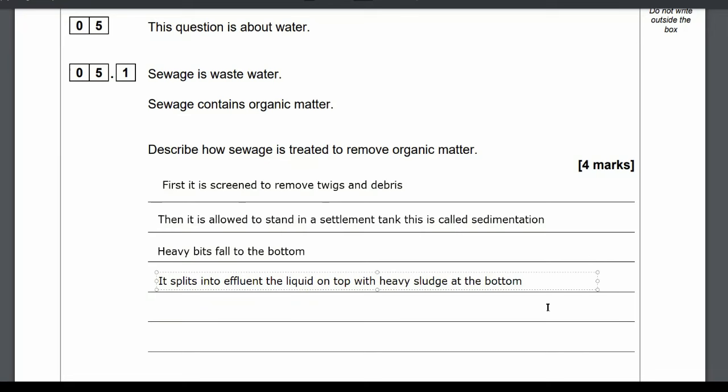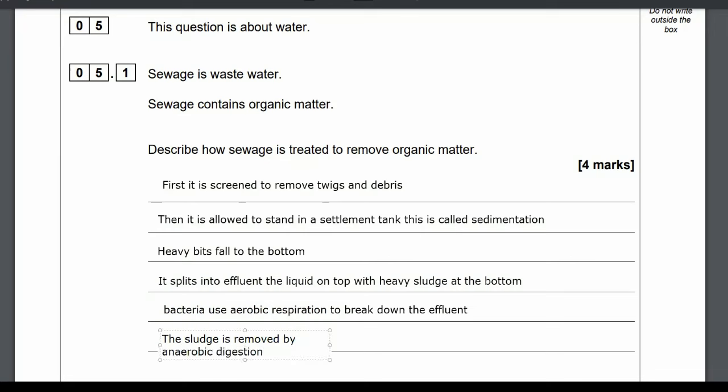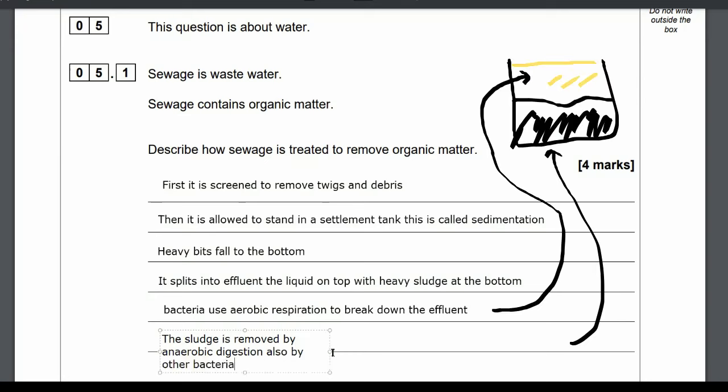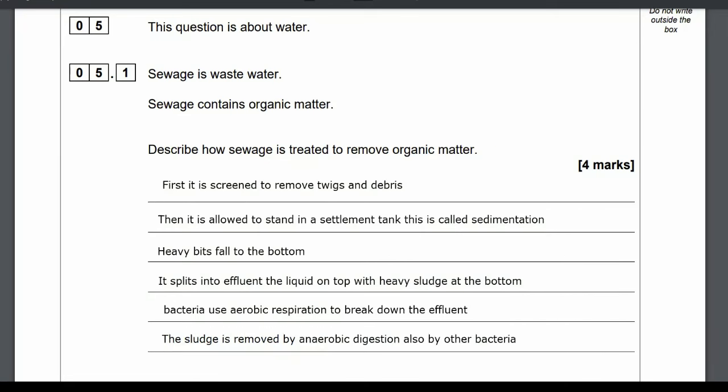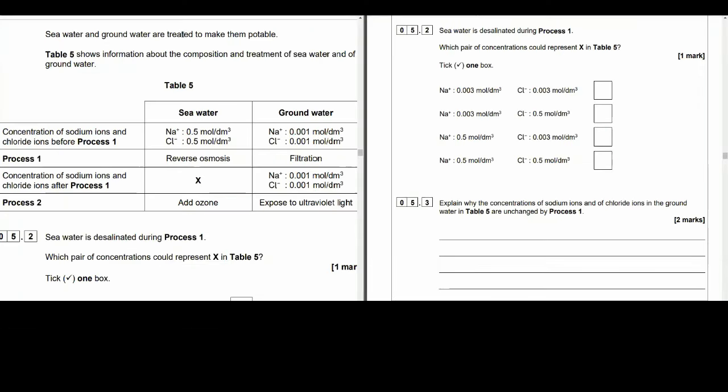So essentially you have an effluent liquid at the top and a heavy sludge at the bottom. We then use bacteria which do aerobic respiration and they break down the liquid called the effluent. And then for the stuff at the bottom, we use anaerobic bacteria which do anaerobic respiration and they break down the sludge at the bottom. So your main marking points is screening to remove twigs and debris, sedimentation where you let the heavy bits fall, aerobic respiration of the liquid, and anaerobic of the solid sludge.